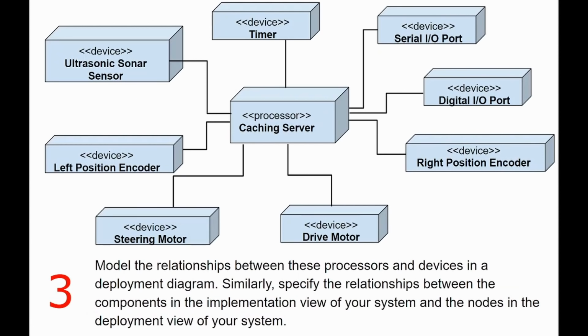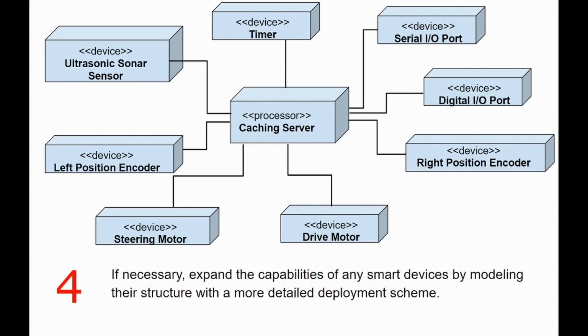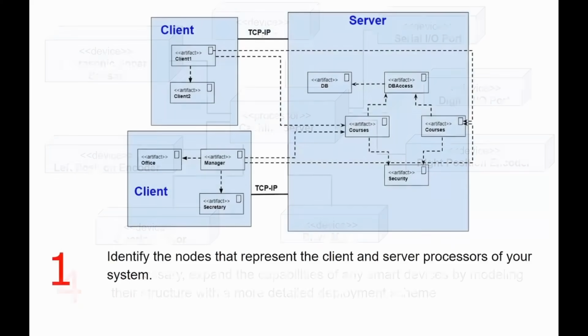Similarly, specify the relationships between the components in the implementation view of your system and the nodes in the deployment view of your system. If necessary, expand the capabilities of any smart devices by modeling their structure with a more detailed deployment scheme. Here are the steps for modeling a client-server system.